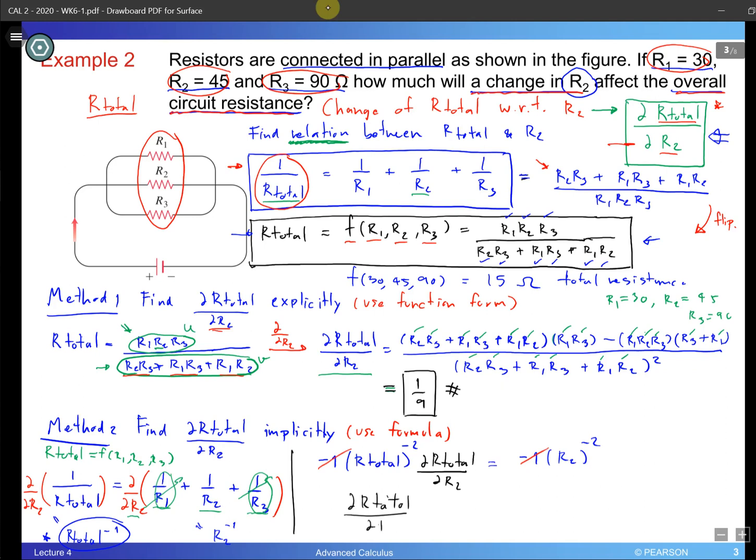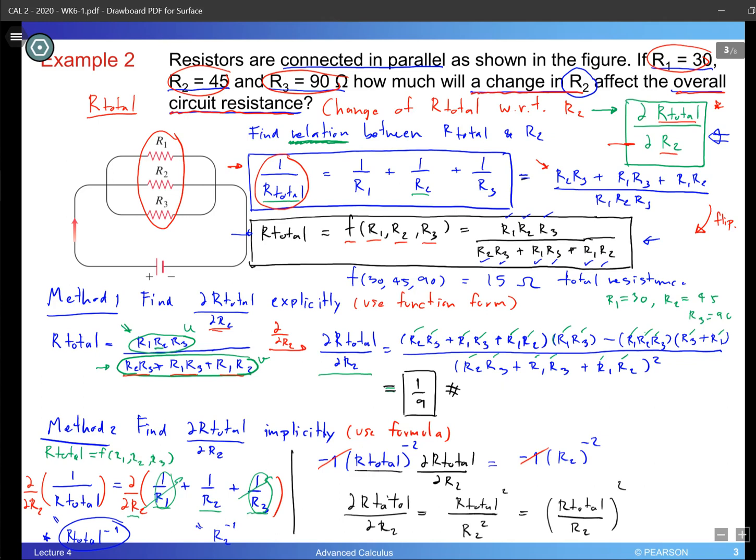So in the end I can just find this dR total by dR2 equal to, I am going to flip this R2 down to here, R2 to the power of 2, alright, and then I am going to move this R total terms to the other side, and it's going to be equal to R total to the power of 2, and also equal to R total divided by R2 with the power of 2 outside.